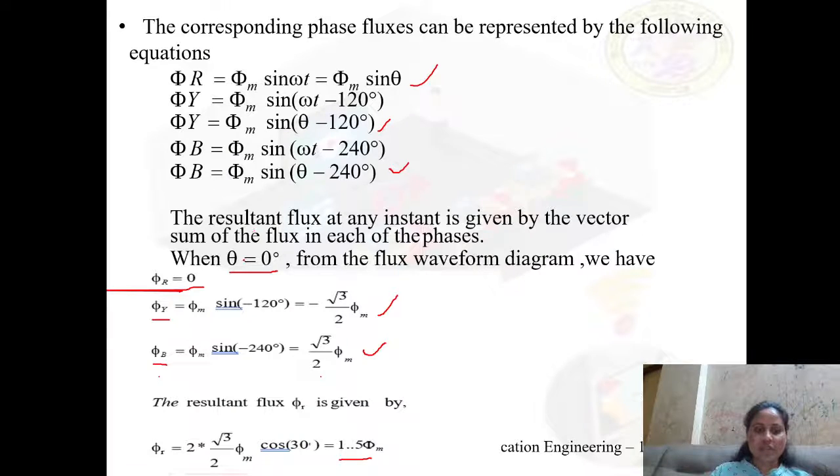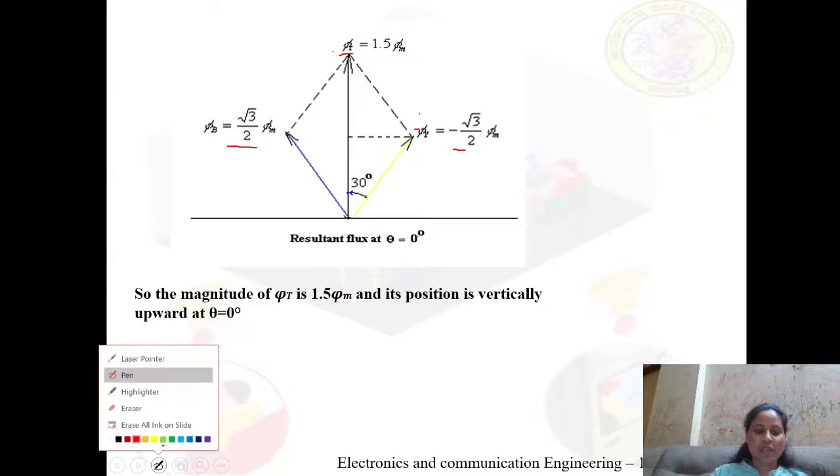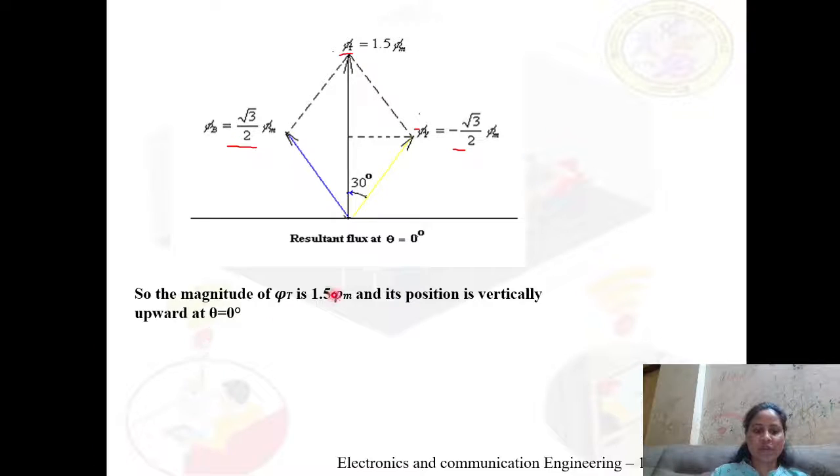First, considering theta at 0 degree, consider all the three equations and substitute theta as 0. We will get these three values, phi r, phi y, phi b. Let us draw the vector diagram for that. We will get it like this. Dividing this triangle into half exactly, considering this triangle, you can find the total flux produced, which will be equal to 1.5 times phi maximum.